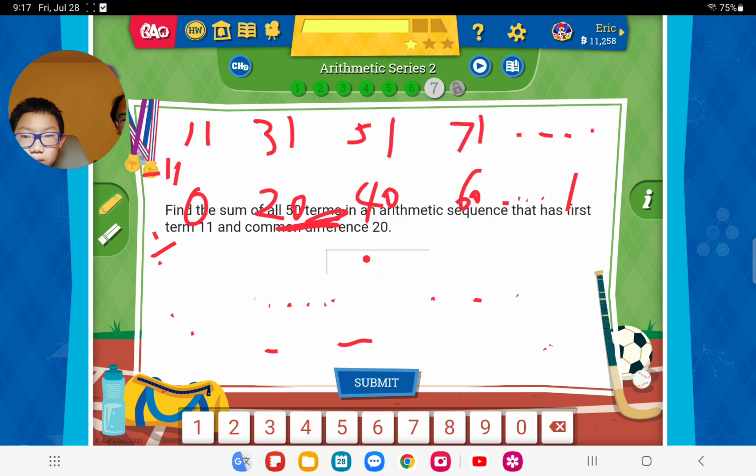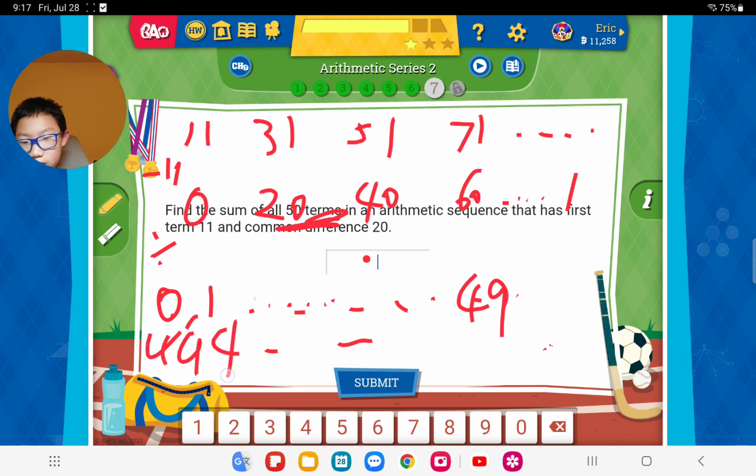Now go back to the question. So this is 0, 1, 2, up to 49. What's the sequence? What's 49? 38, 1, that's 0.